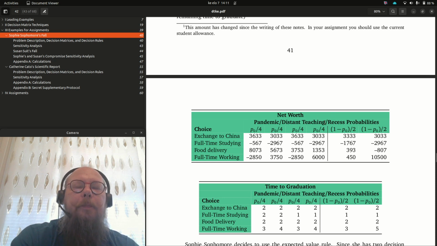These are the three defining questions for the scenarios. So here are the alternatives, and here are the values. For example, full-time studying means that you will get negative wealth, meaning you have to take a student loan. And full-time working, it means it can get you very much big money, but also very much negative in case these are the recess probabilities where you get actually fired. That's the interpretation.